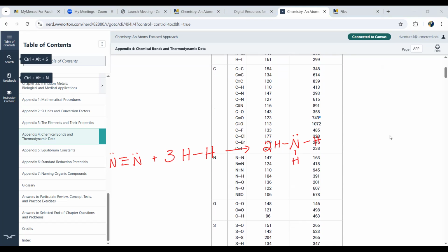I'm teaching Chem 10 at Merced College, not at UC Merced. You're welcome to take Chem 10 with me at Merced College.